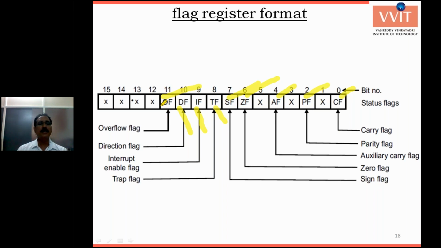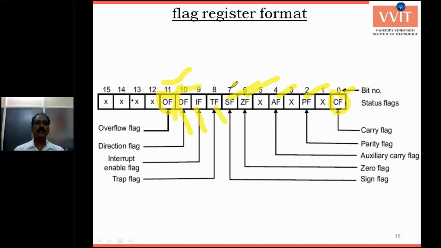The overflow flag and carry flag have the same function. The difference is that for signed number arithmetic operations, if a carry is generated or a borrow is required, it is indicated by the overflow flag. For unsigned arithmetic operations, it is indicated by the carry flag. These are the six status flags of the 8086.